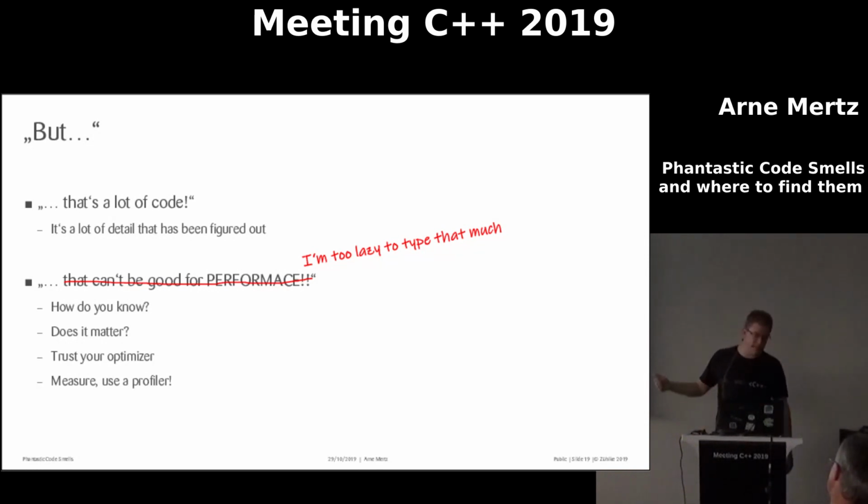But there's still two pieces of advice. Trust your optimizer. They're getting better and better and really doing incredible stuff. And the next thing is measure and use a profiler. Not only to figure out if what I actually did there impacts performance, but also if it matters, if this is really my point of contention, my bottleneck. Mostly when people whine about performance, it's more like, yeah, I don't want to type all this stuff.